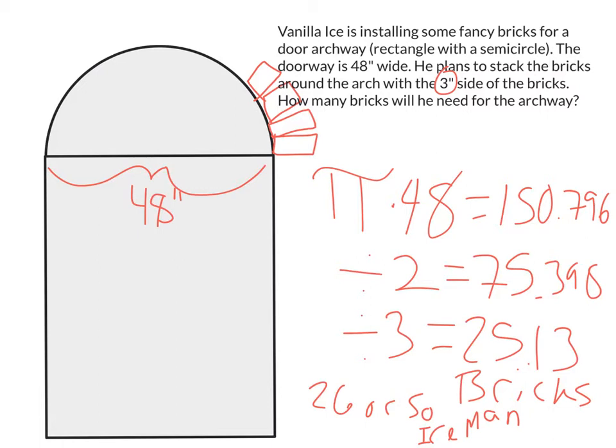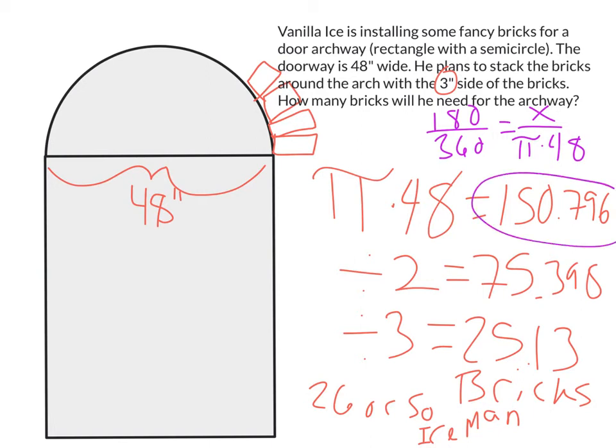General idea, right? We're using our circumference, basically like an arc length, but without the degree. Since it was half, we just cut it in half. You could have set it up with our arc length formula and just do 180 over 360 equals x over pi times 48. If you were to cross multiply this out, you'd get the same thing. 180 times pi times 48 divided by 360, you would have gotten this number right here. Okay? So either way, the setup works because it was half. It was just easier to think of it as half, in my opinion.